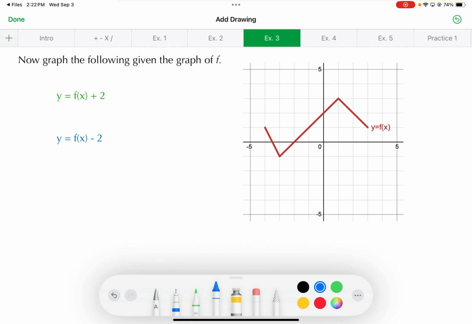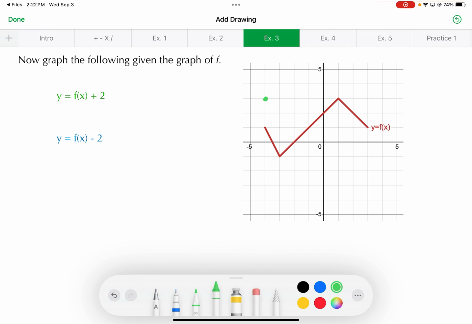Y. So all this wants me to do is take the y values of the original function f and add another 2 to them. All right? So if I start here on the left side, when x is negative 4, I have a y value initially of 1. I'm just going to add 2 to that, and that's going to move me up to a 3.